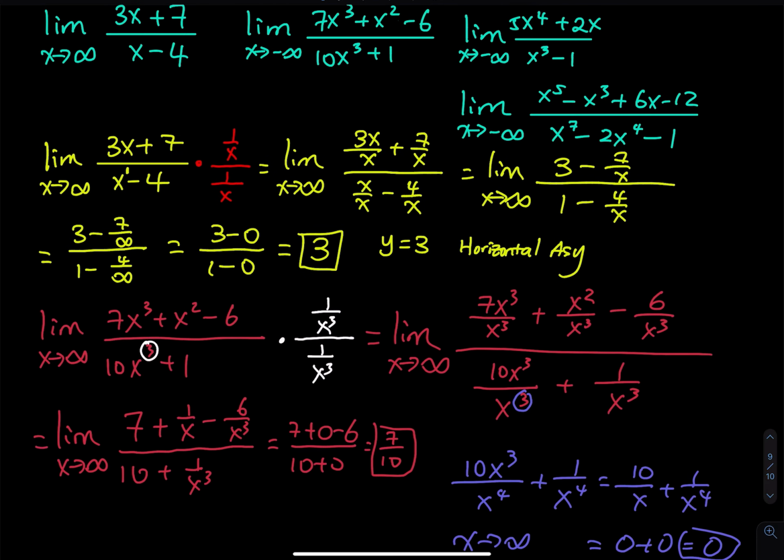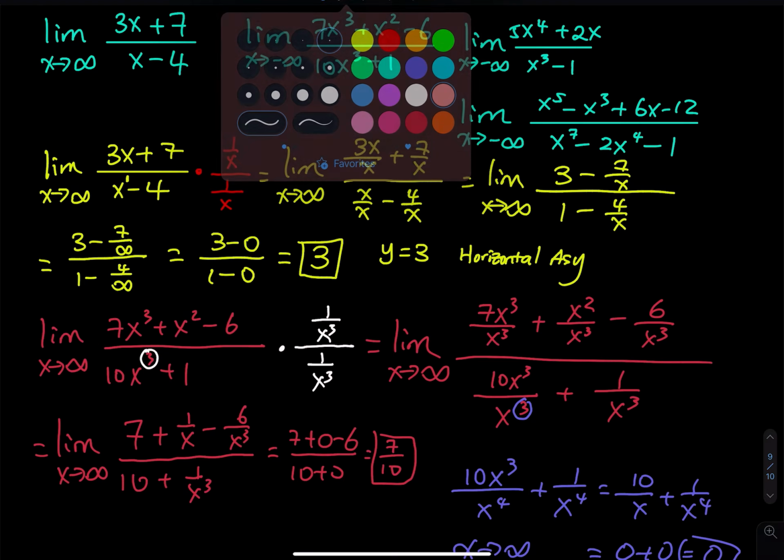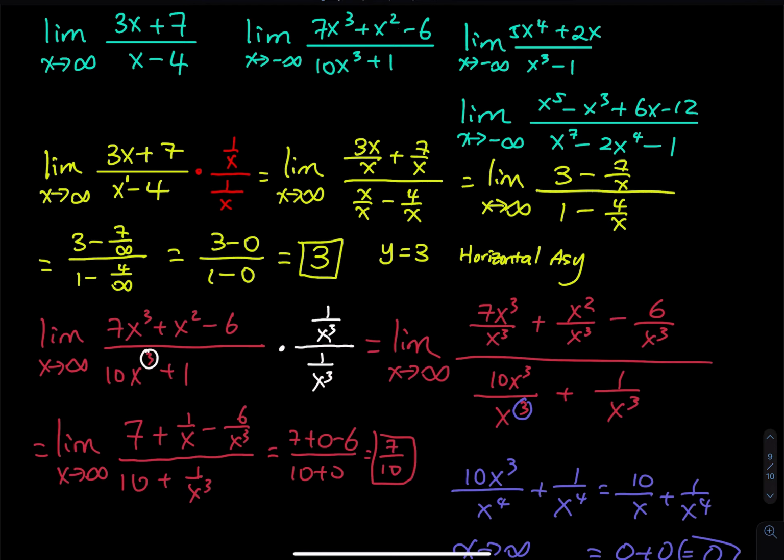And then moving on to number 3, I have 5x to the fourth plus 2x. Oh, actually, you know what?